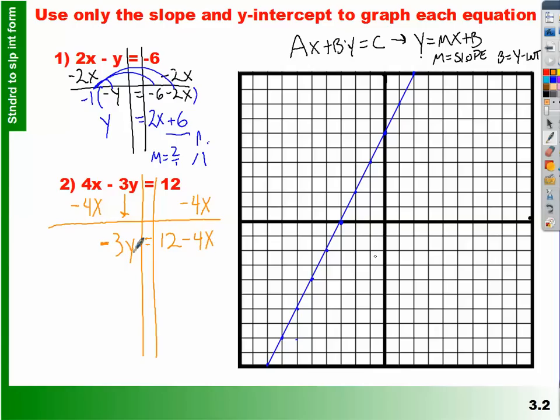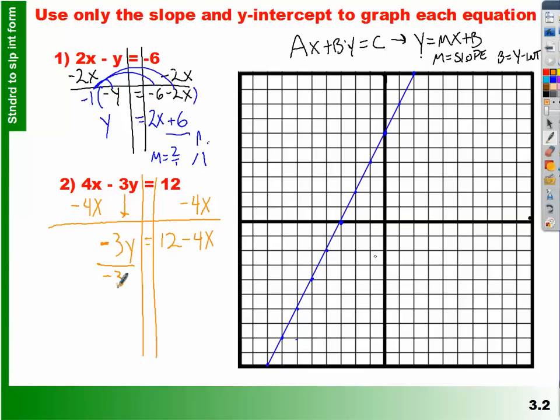Well, I need to still get the y by itself. What's the opposite of multiplying y by negative 3? Because when you have a number next to a letter, it means multiply. So negative 3 times y, the opposite of that is going to be dividing y by negative 3. So I'm going to go ahead and divide by negative 3, this side by negative 3. And I'll remember that what I do to one side, I have to do to the other.